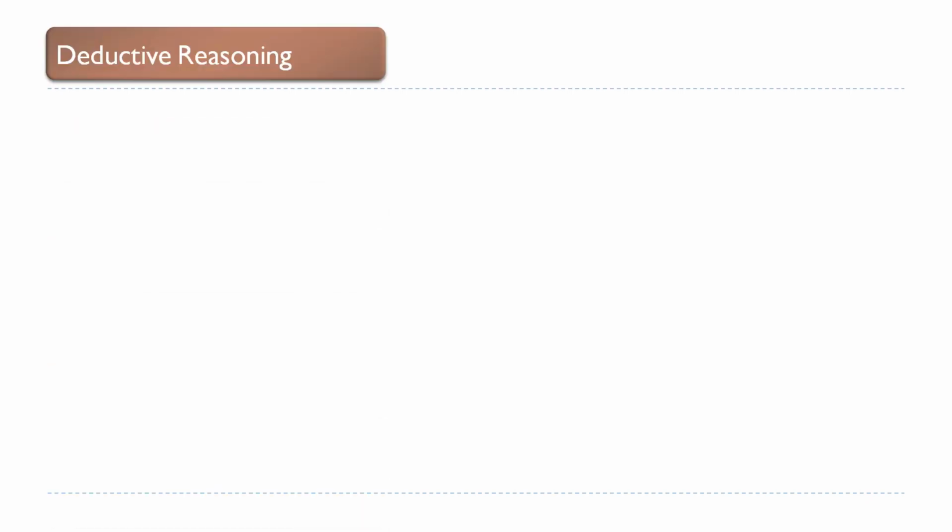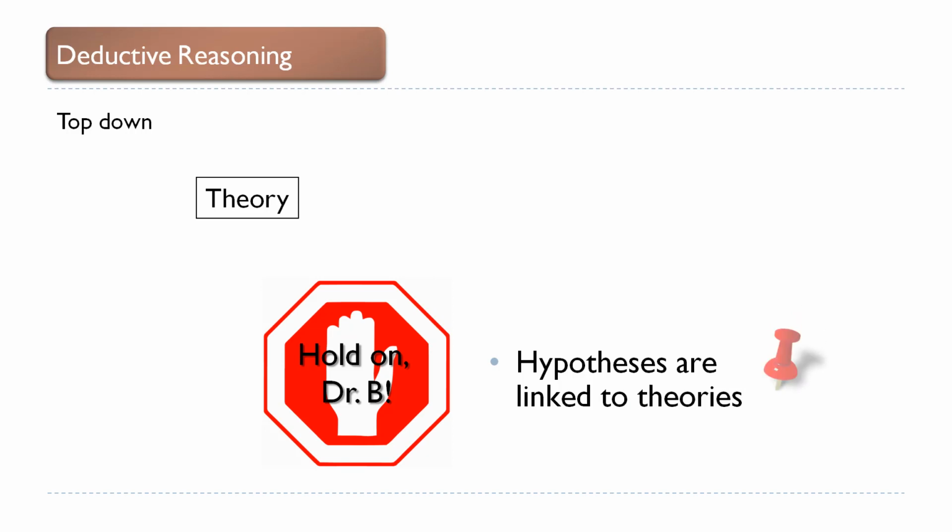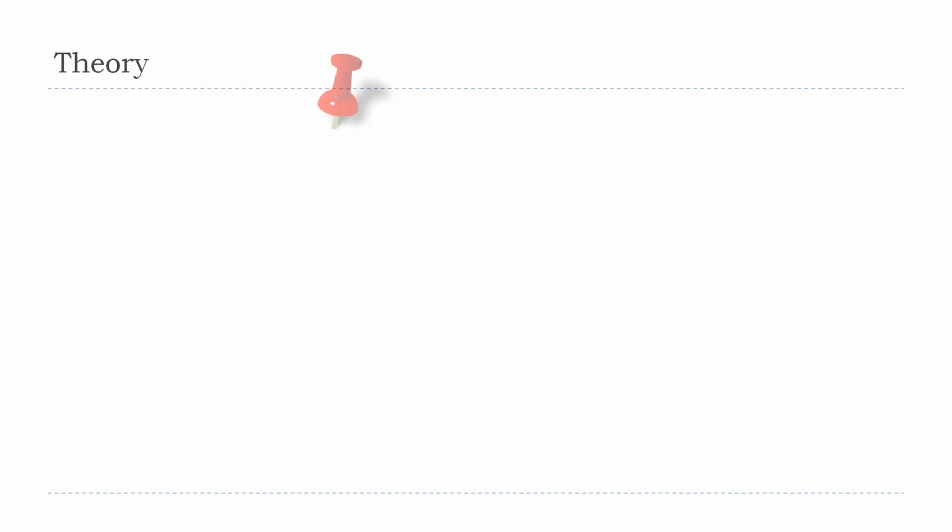With deductive reasoning, it is what we call top-down. It starts with the theory that already exists. And then, oh wait, you're probably saying, hold on, Dr. B, what about what you said before in terms of hypotheses being linked to theories and that we would put a pin in it that we were going to go over later? And yes, we're going to go over that right now. So let's take that pin out.